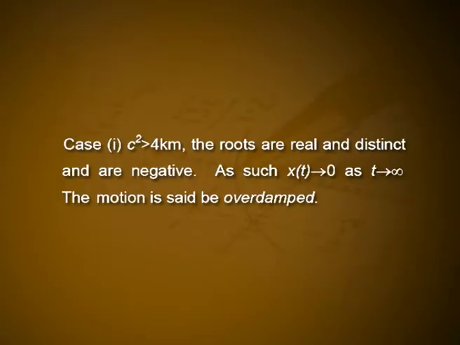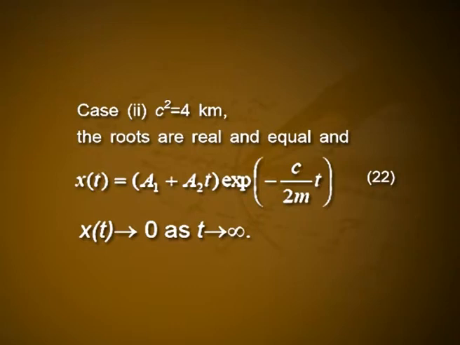Case 1, c square greater than 4 km. The roots are real and distinct and are negative. As such, x of t tends to 0 as t tends to infinity. The motion is said to be over damped. Case 2, c square is equal to 4 km. The roots are real and equal and x of t is equal to a1 plus a2 t into e raised to minus c by 2m t, and again x of t tends to 0 as t tends to infinity. In this case, the motion is said to be critically damped.